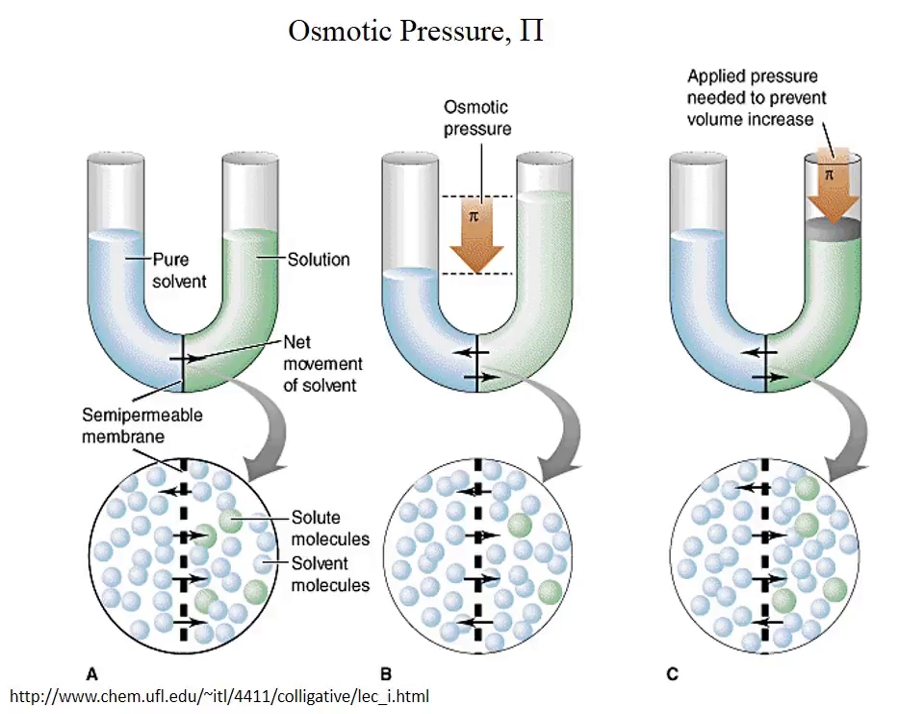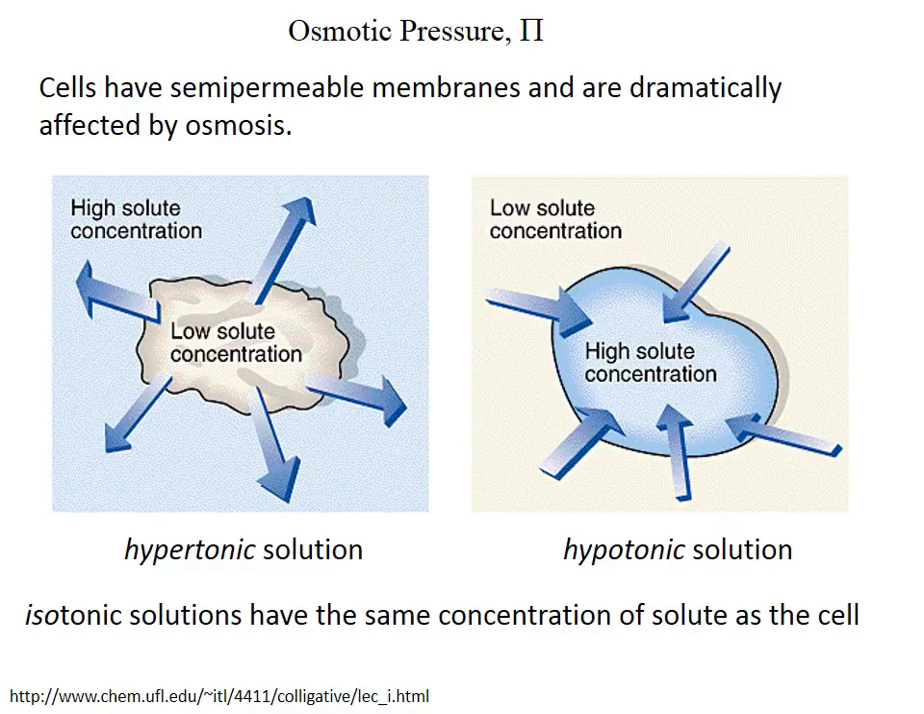Now, osmotic pressure is related to cells because, of course, cells have semi-permeable membranes, and cells are dramatically affected by osmosis. Osmosis is the reason why plants have cell walls, because if they didn't, they would shrink. The change in osmotic pressure would be too great and they couldn't maintain their shape.